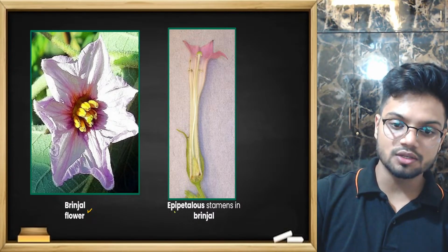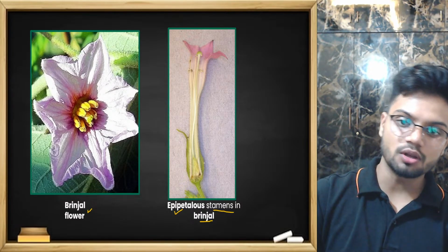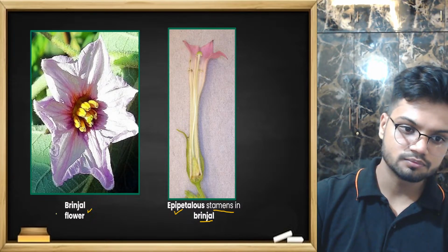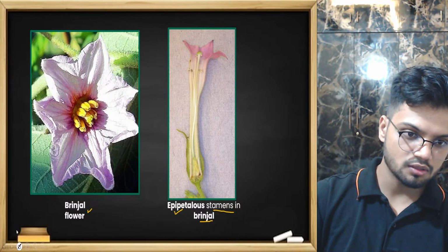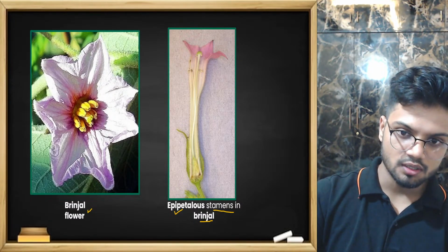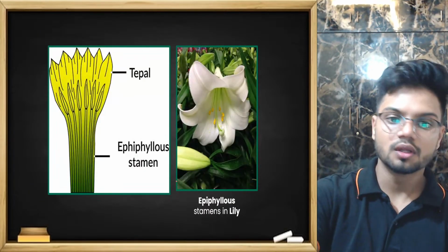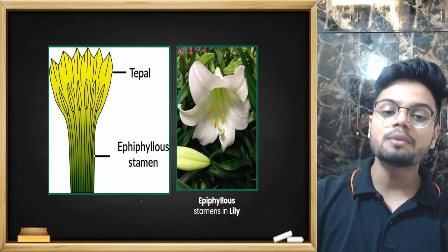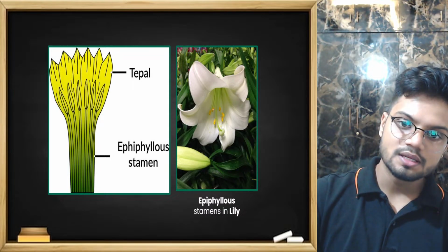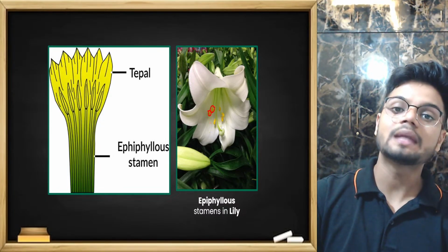So, epipetalous condition, can you see here? In brinjal, all the stamens are fused here. Are you able to see? Yes or no? The stamen is completely fused with the petal here, brinjal. This is in the case of lily, epiphyllous condition. All the stamens are fused with the tepal here, tepal.